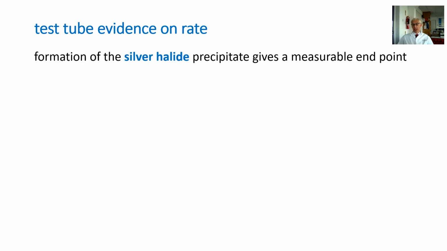Now, if you have done this experiment in the laboratory, then you can probably skip the next couple of slides. But if you haven't, or you just want to recap, just stay online with me. So the test tube evidence on the rate of hydrolysis of the varying haloalkanes is based on the formation of a silver halide precipitate, because that will give you a measurable endpoint. Silver ions and halide ions form silver halides, which are insoluble precipitates.